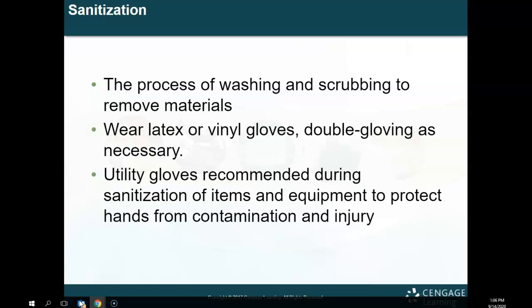So again, sanitization is the process of washing and scrubbing to remove materials. In the disinfection and sterilization process, that's part one. We take our instruments, we scrub them with a brush in a solution to get all the debris off of the equipment, and then you disinfect it, and then you sterilize it, right? That's how we move in the chain.